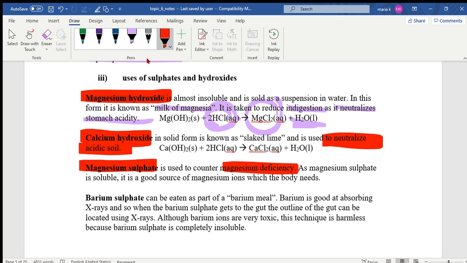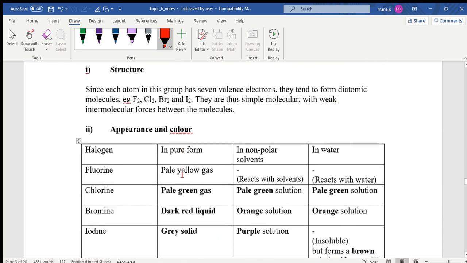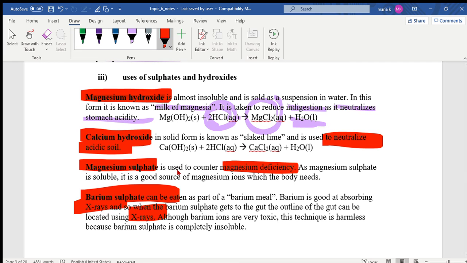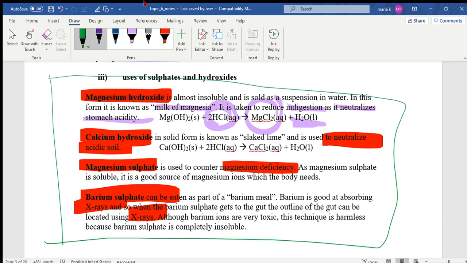So magnesium hydroxide is for indigestion. Magnesium sulfate is for magnesium deficiency. Calcium hydroxide is used for acidic soil. Barium sulfate, as we already said, is for the X-rays. So that is quite important there. In fact, I will highlight it in green so that we read through it before the exam.